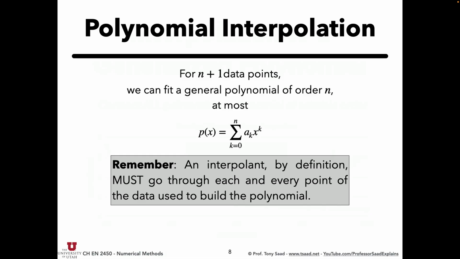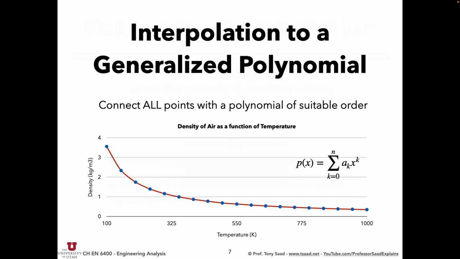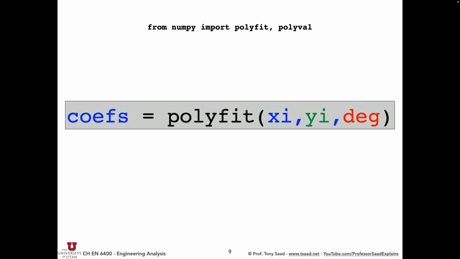Remember, an interpolant by definition must go through each and every point, so for example, if you had 10 data points, you're going to fit a polynomial of order 9. So that polynomial is going to have x to the power 9 in it. Okay, so let's see what happens when that's the case. So to do this in Python, we cannot use interp. Remember, interp was limited specifically to interpolation to a straight line, ax plus b.